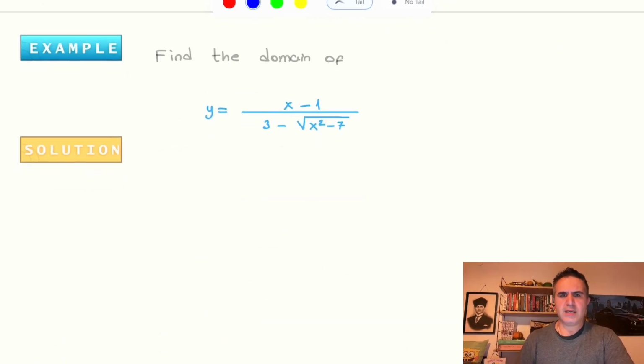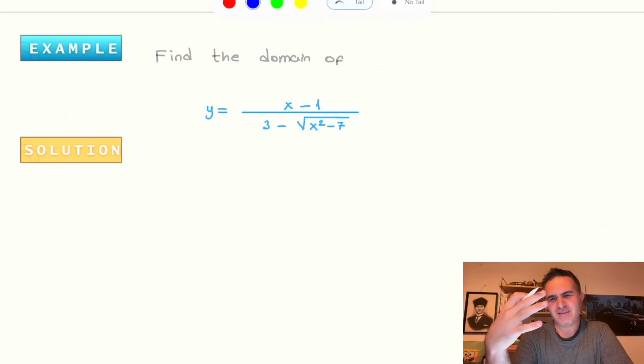And the next question: find the domain of y equals x minus 1 over 3 minus square root of x squared minus 7. To find the domain of this function, we need to check two things. One, the expression inside the square root must be non-negative.